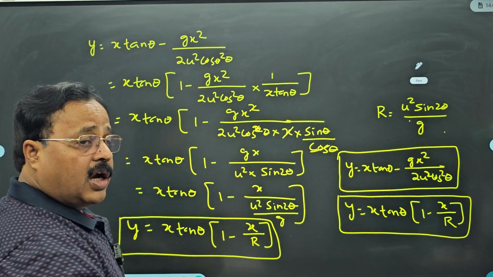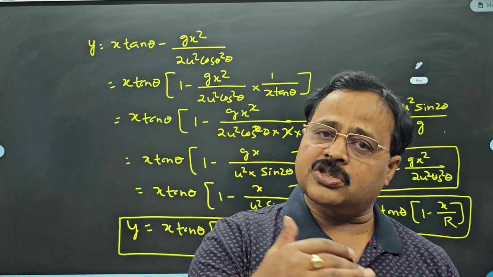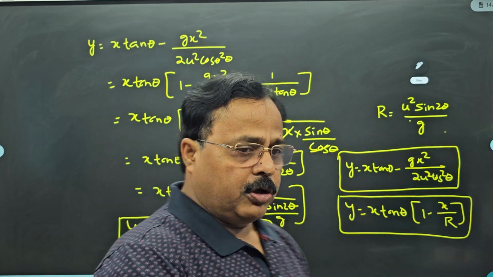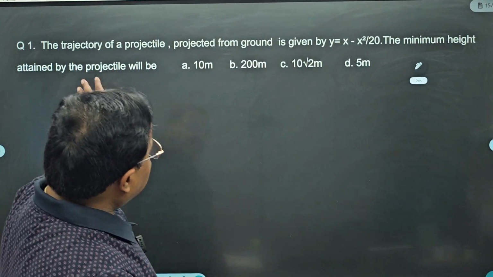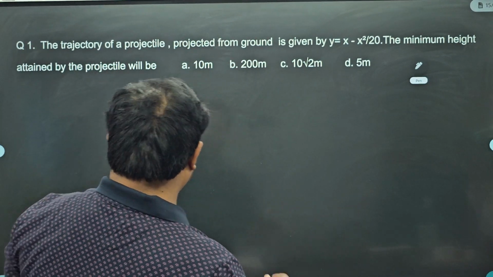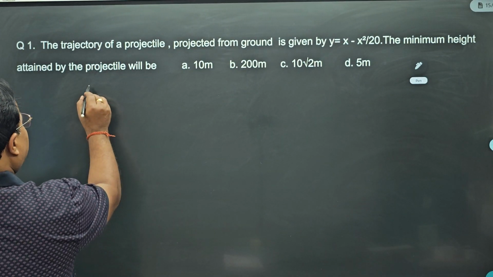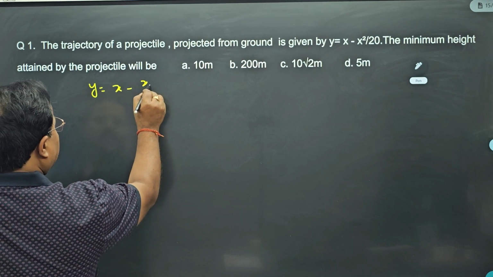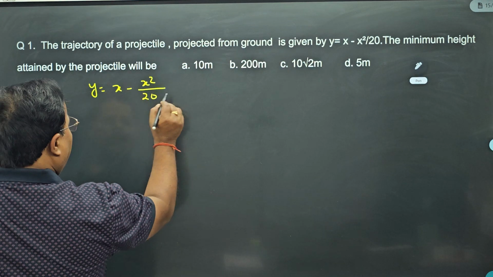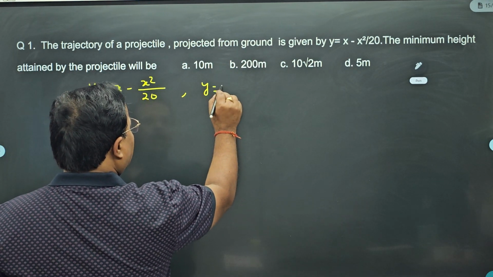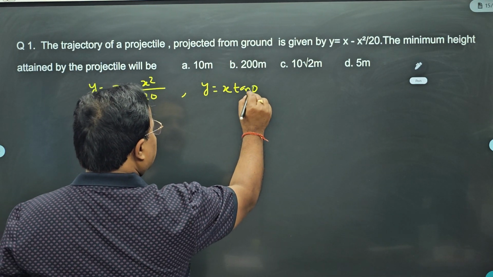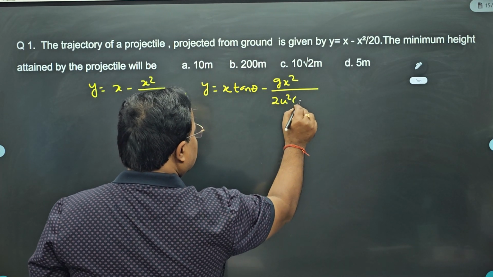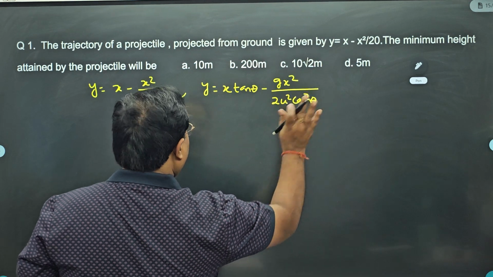Okay, my dear students, let us solve some questions from various competitive examinations to improve our knowledge in problem solving. You see the first question here. The equation of projectile motion is given as y is equal to x minus x square by 20. What is the equation of projectile motion we have derived? y is equal to x tan theta minus gx square by 2u square cos square theta.